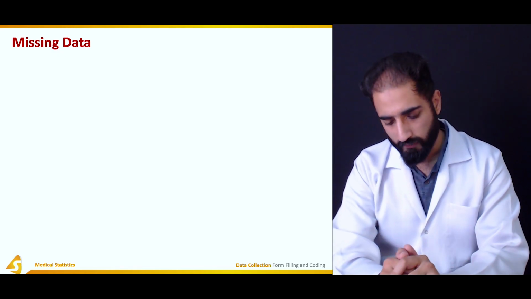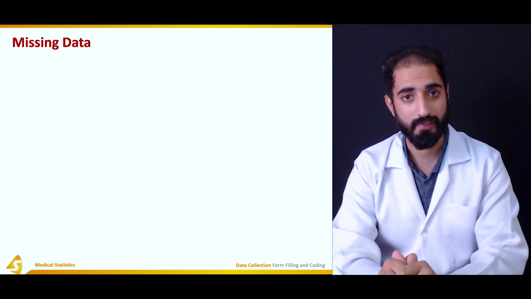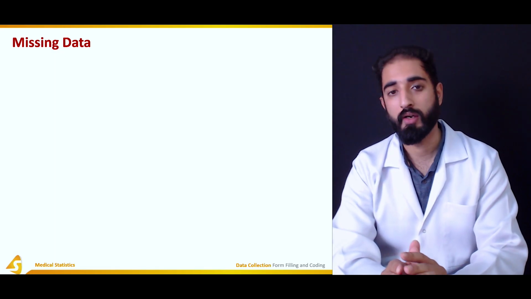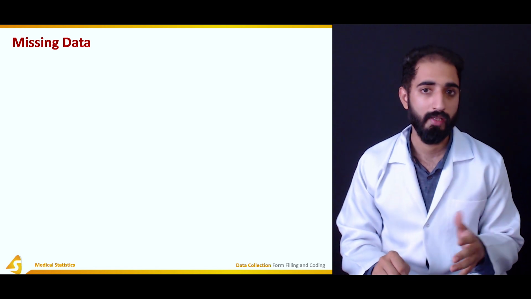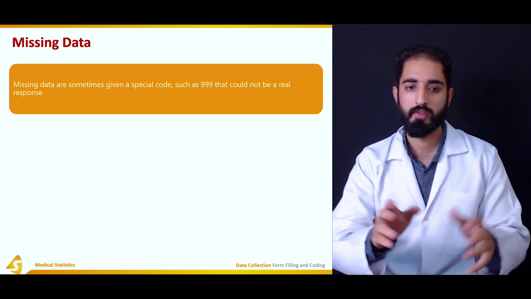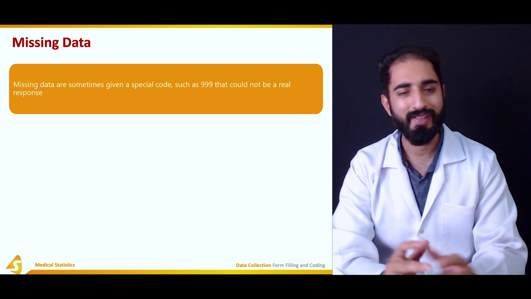In previous lectures, we talked about how we deal with missing data in SPSS. But that also depends on how we are going to analyze it, and how we decide at the level of designing the form how we are going to deal with the missing data and how we're going to code for it. So missing data are sometimes given a special code. What would be that special code?